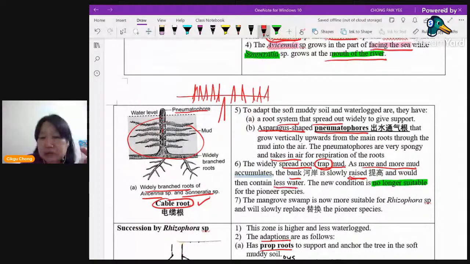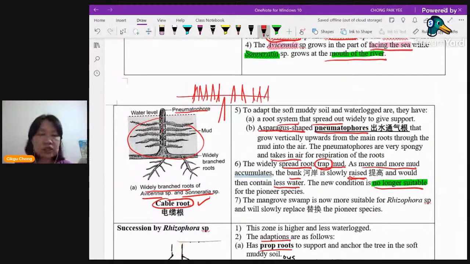And now it will be less water, so not so watery, become drier now. This condition is no longer suitable for the Avicennia and Sonneratia because it's already changed. Last time was okay. Avicennia and Sonneratia like this kind of condition, very muddy, very soft. But over the years, the mud has come down, now becoming thicker and thicker. As you go higher and higher, it becomes drier.